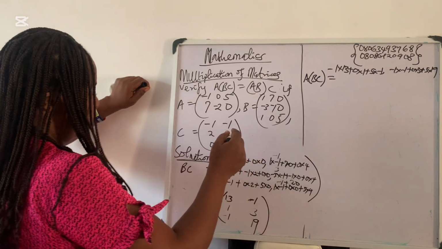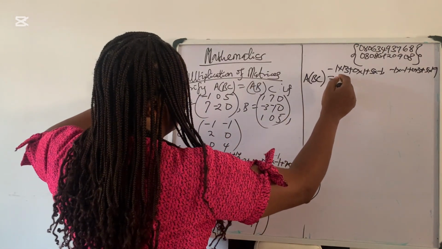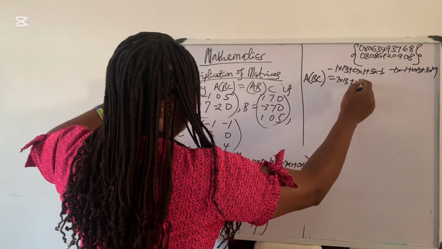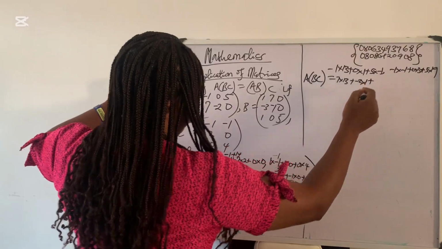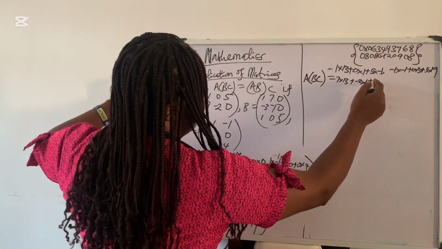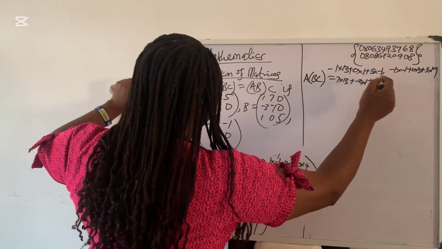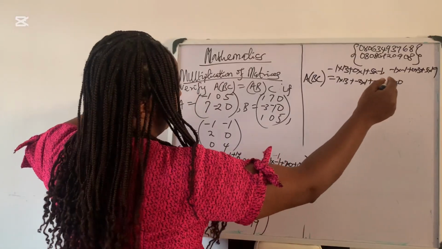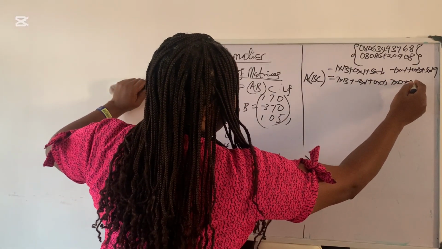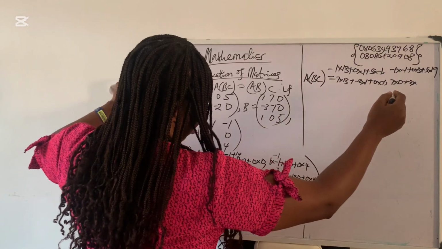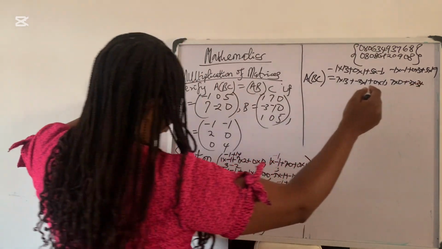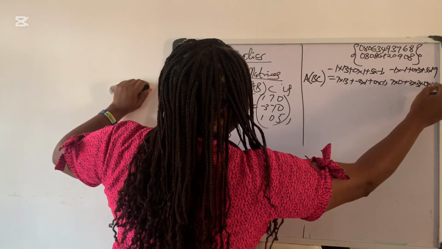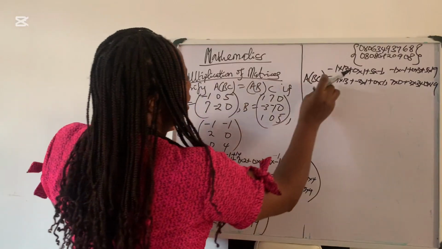We pick the second row. 7 times 13 plus minus 2 times 1 plus 0 times minus 1. Next, 7 times 0 plus minus 2 times 3 plus 0 times 19, all enclosed in a bracket.